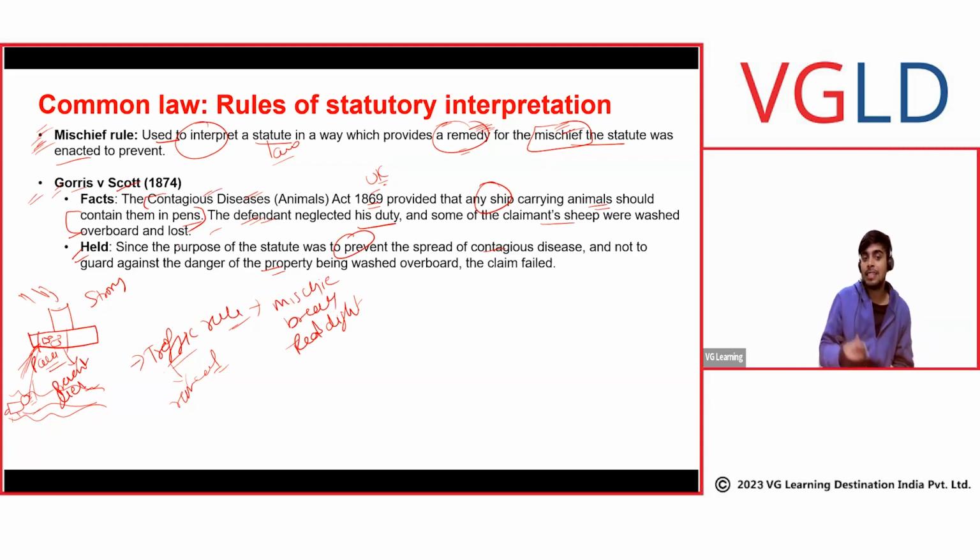So if the case has been filed under the Contagious Disease Act, you cannot say that the sheep got lost, that's the problem of the owner. No, if there was negligence in the way this compartment was built, so that the disease could be spread, then only could a case be filed against that person. Otherwise, just because the ship got broken and the animals got lost, you cannot file a case against them, because the act's purpose is to prevent the mischief and not property damage. Clear? Clear, everyone?